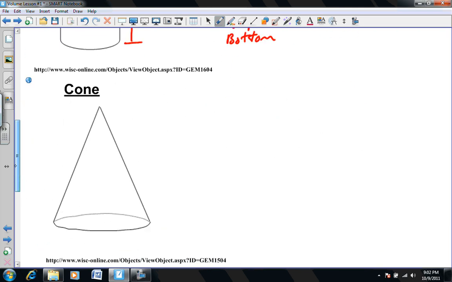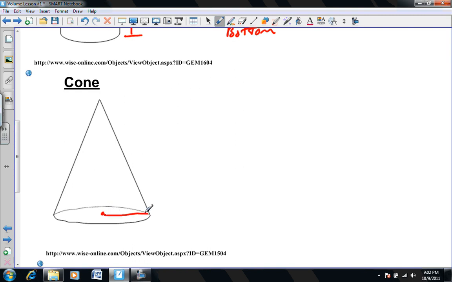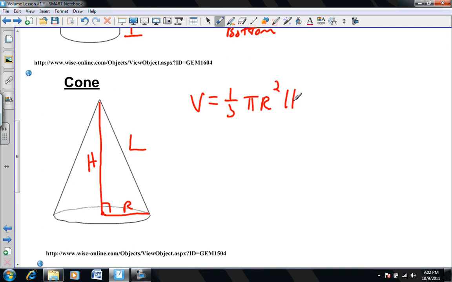Our cone has three important measurements that you need to know. It's got a radius, it's got a height that goes right from the tip of the cone straight down to the middle of the circle, and then it's got another dimension, the length of the slanted part of the cone, which is called the slant height. And if you know those three things, you can figure out your volume and your surface area. The volume of a cone is 1/3 pi times radius squared times height. It's almost the same thing as the volume of a cylinder, but you have to multiply by 1/3.